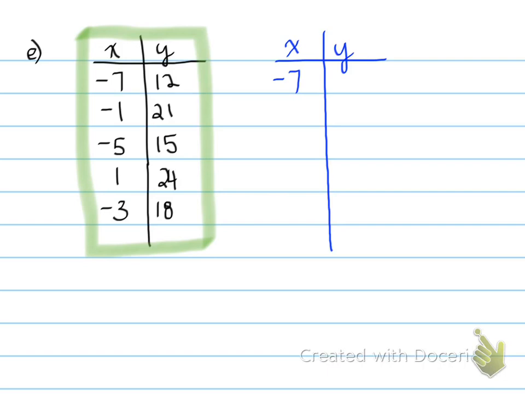Doesn't matter whether we start with the highest or lowest, but we have to start with one. So I start with -7 being the lowest. And with that comes 12. So -7 and 12 go together.